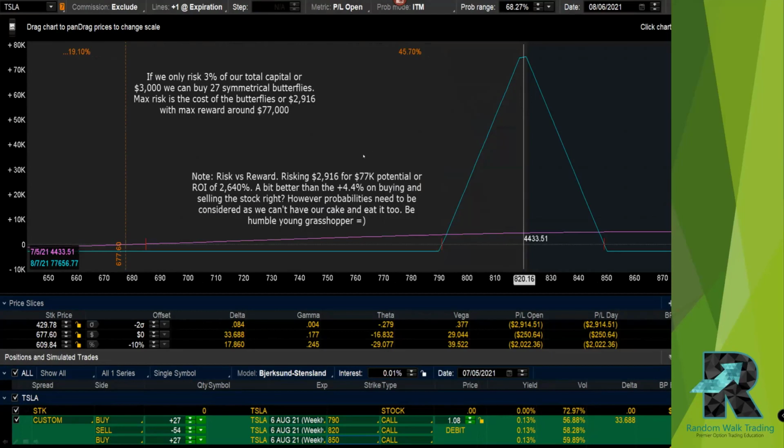Now, a note on the risk reward, we're risking $2,900 roughly for $77K potential, or an ROI of 2,600 and change, a little better than the 4.4% with just buying the stock. But the probabilities need to be considered as well. Otherwise everything would be rosy.